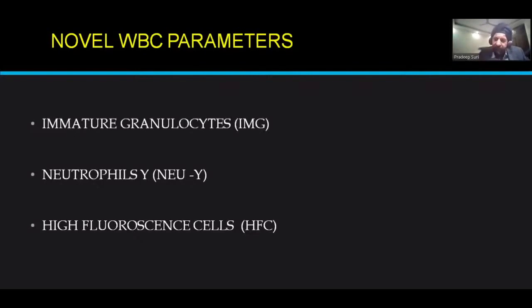So HFC is nothing but what we used to call earlier as the Turk cell or the Downey cell. Some people like to call it the virocyte, transformed lymphocyte. Basically, it is a lymphocyte that is activated by primarily the viral infections, although it can also be seen in certain lymphoproliferative disorders. So we'll be seeing how HFC is helpful, especially in dengue, in both prognosis as well as diagnosis.